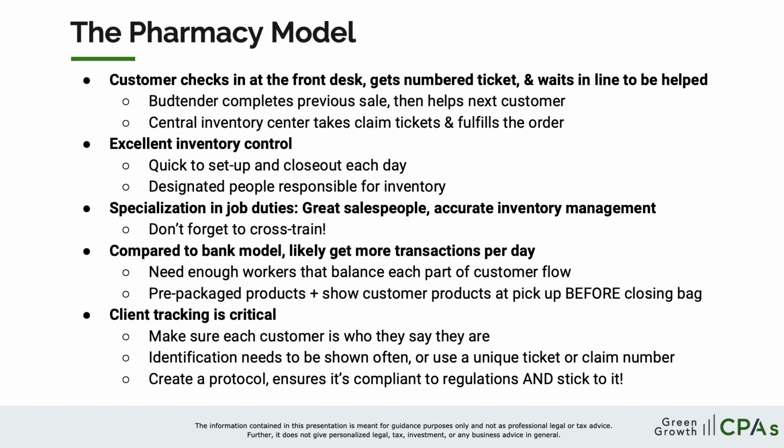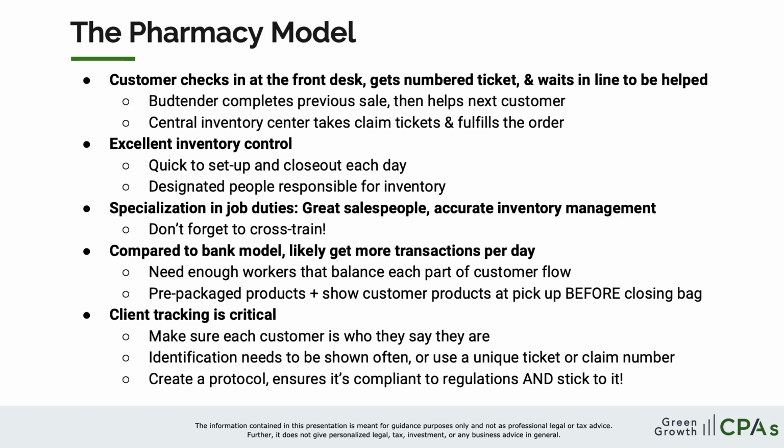Now, in most cases, you're going to track this customer digitally throughout your POS system, but they still need to prove who they are. Now, again, this means that they could have that ticket from the beginning. Maybe it's a unique identifier and they present that ticket every time, or they may need to present their identification more than once beyond the check-in, depending on your state and local regulations. Again, it could be at the check-in, when meeting with the bud tender, and then when picking up their order at that central inventory.